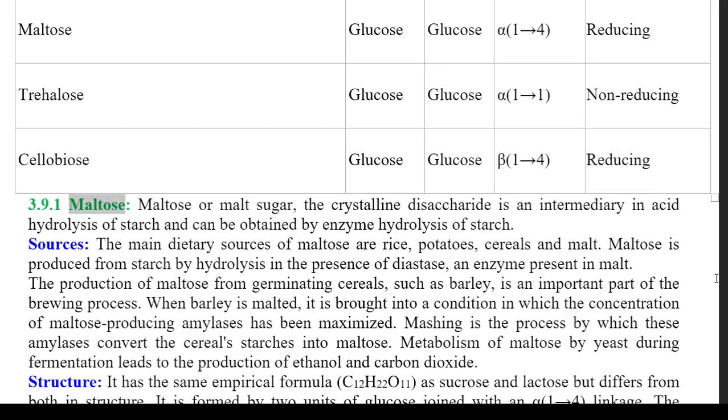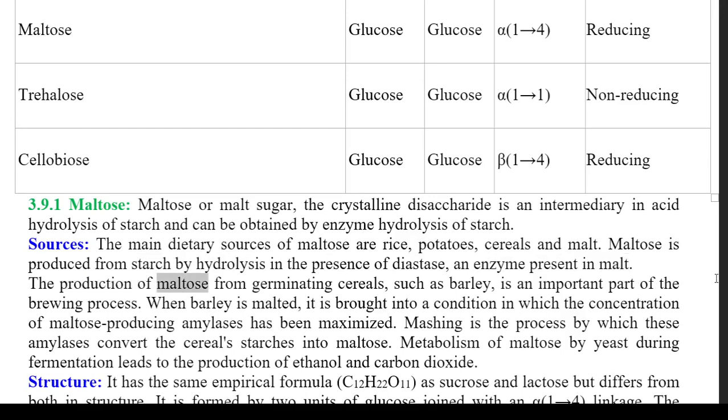3.9.1 Maltose. Maltose or malt sugar, the crystalline disaccharide, is an intermediary in acid hydrolysis of starch and can be obtained by enzyme hydrolysis of starch. Sources. The main dietary sources of maltose are rice, potatoes, cereals, and malt. Maltose is produced from starch by hydrolysis in the presence of diastase, an enzyme present in malt.